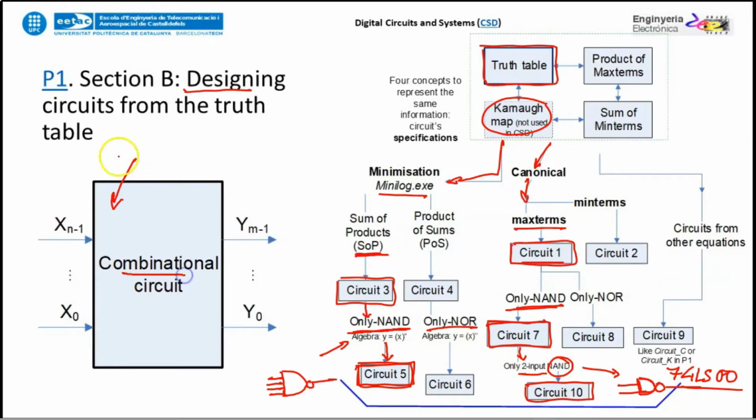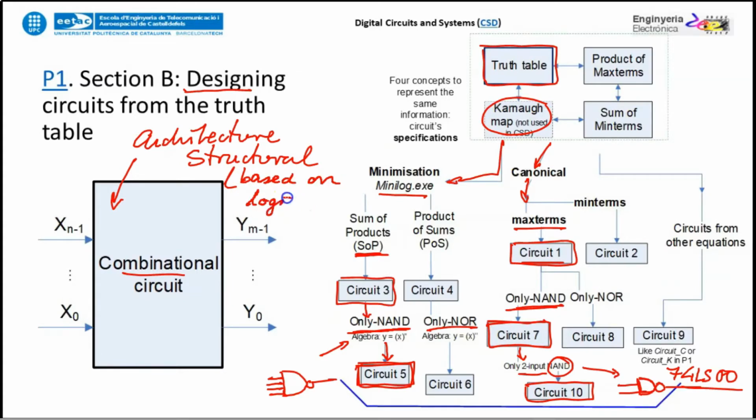So your combinational circuit becomes an architecture which is structural. And this means that it's based on logic gates and equations, which is the same. Alright, that is what we call a structural circuit or a structural architecture. And this is going to be our first proposal for designing circuits, and this is going to be called Plan A. Later on, we will see 2 more plans.